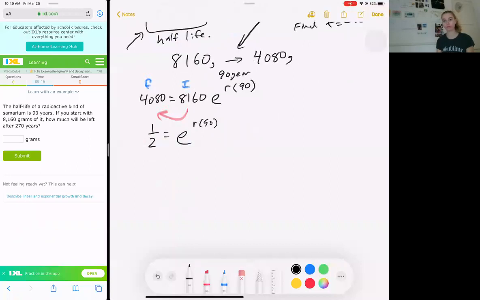Now to solve for the exponent, which log should I use to get rid of E? Natural log? Good job if you said that. I can't hear you, but let's say I heard you. Natural log to both sides?